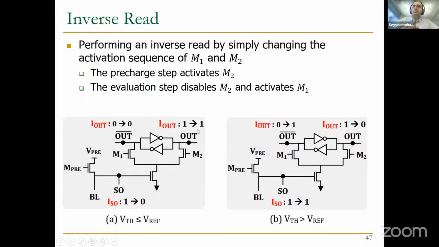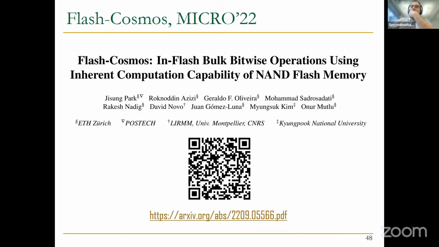So I will let you work on it as homework because it's easy, similar to what we had here. You will see how it changes when you first apply M2, then deactivate M2 and apply M1. But in the end, you will see that we read the inverse data. I already mentioned that we can enable NOT with this inverse read.